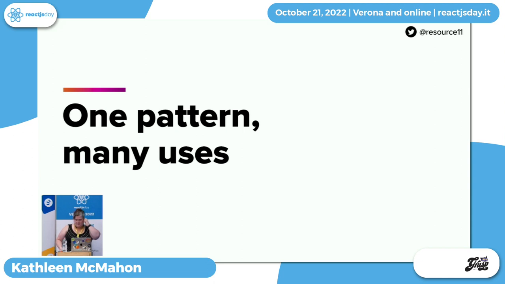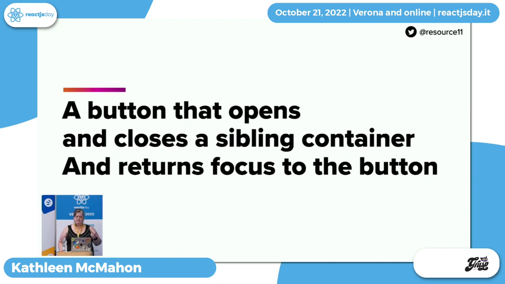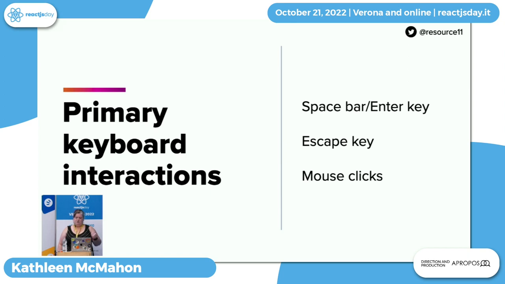So what I'm going to talk about is the disclosure widget. And it's one pattern that has many uses, but we're going to begin building it starting with, I would call it, a basic primitive mask. So the anatomy of a disclosure widget is a button that opens and closes a sibling container. And so it just controls a container, opens and closes it, and should return focus to the button with a specific key press. So the primary keyboard interactions are you should be able to open and close the button with the mouse, with the space bar and the enter key, and be able to return focus if your container is open, press the escape key and return focus back to the button.